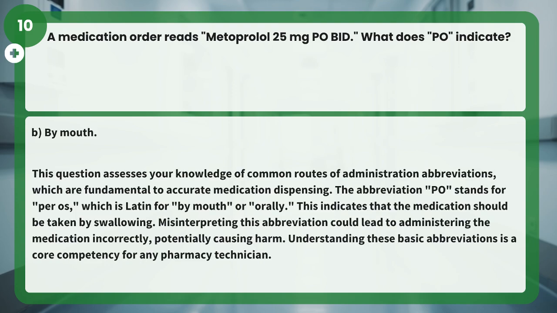Answer B. By mouth. This question assesses your knowledge of common routes of administration abbreviations, which are fundamental to accurate medication dispensing. The abbreviation PO stands for per os, which is Latin for by mouth or orally. This indicates that the medication should be taken by swallowing. Misinterpreting this abbreviation could lead to administering the medication incorrectly, potentially causing harm. Understanding these basic abbreviations is a core competency for any pharmacy technician.